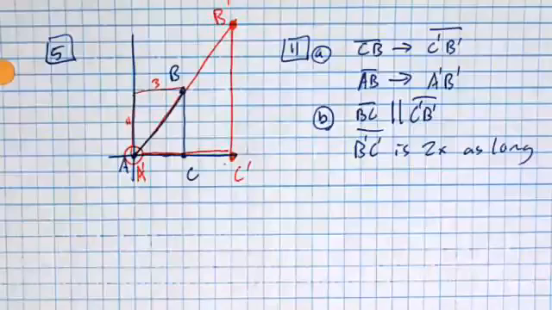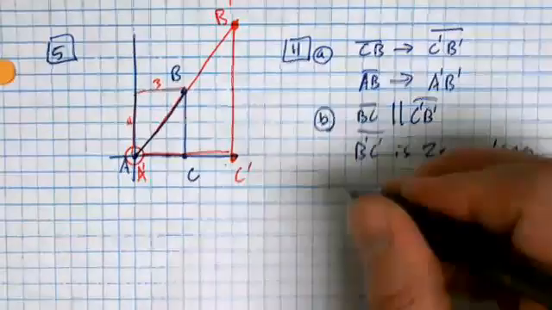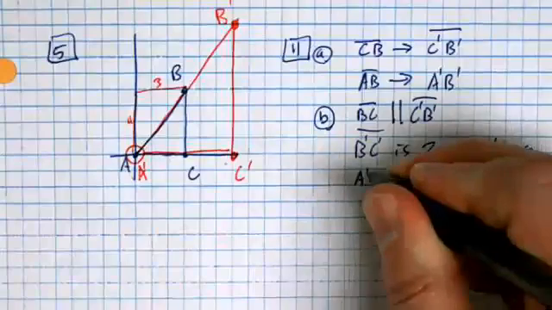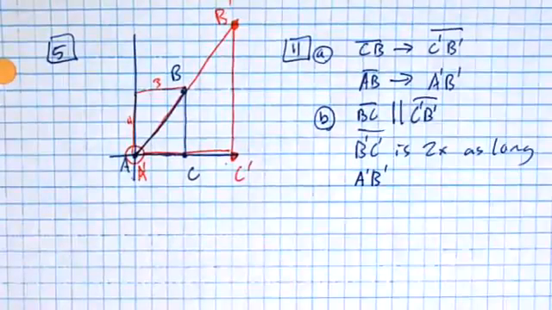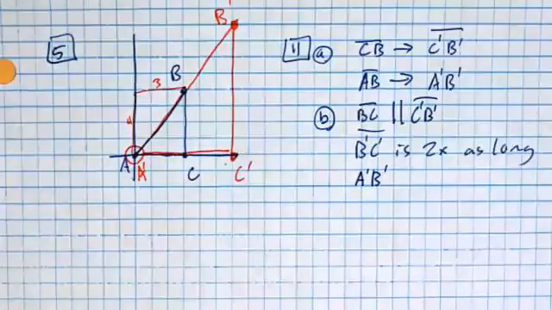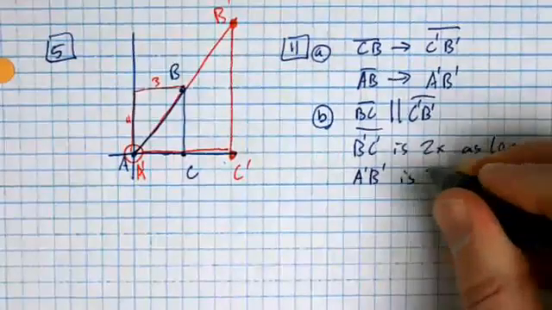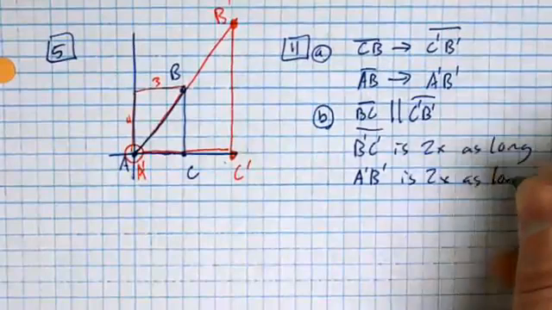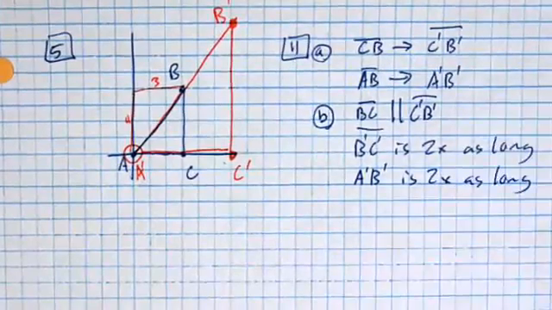Is that true, for example, for A prime, B prime? Does it look like A prime, B prime is twice as long as AB? Yeah, it does. And AC also? Yep, sure is.